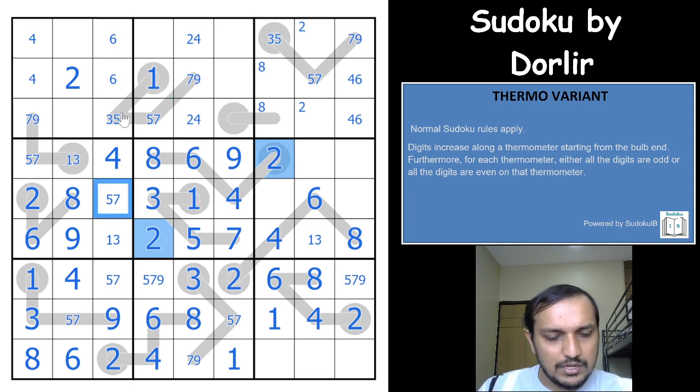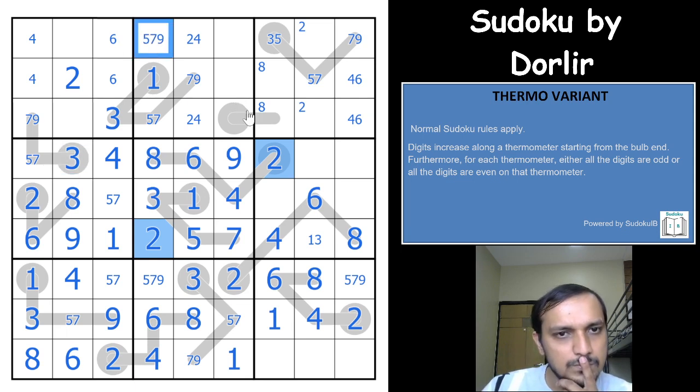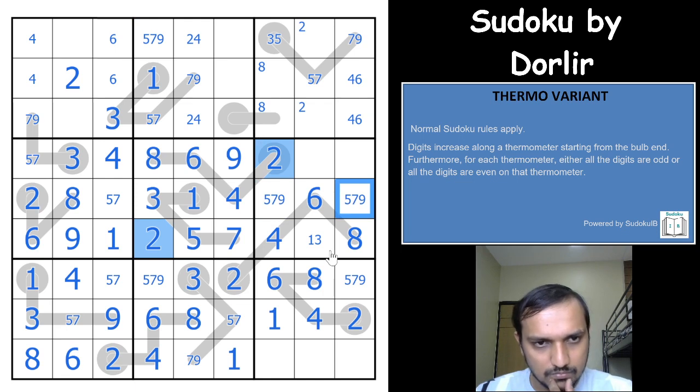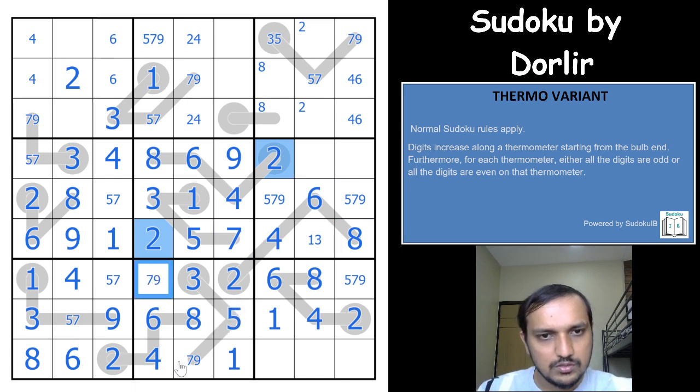You have a 5 7 pair here. So that gives you a 3 here and a 1 and a 3 here. This is 5 7 and a 9. 5 7 and a 9. This 7 would give you a 5 here. You have 7 9 here. 5 is in one of these two cells.